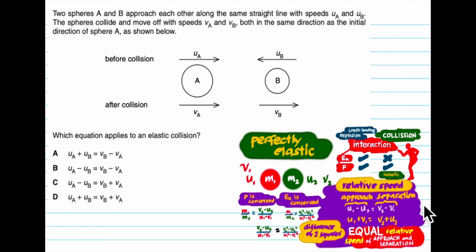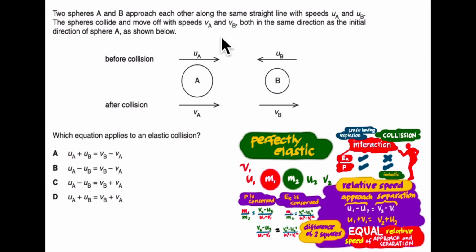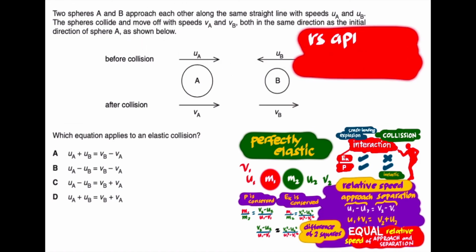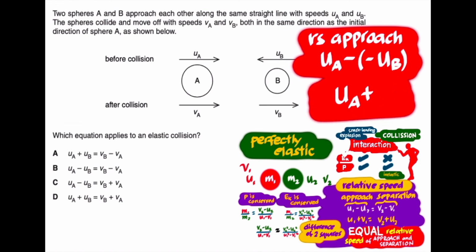Now, in this question, you are given velocities before collision here and those after collision. And if you may notice, the question did not even mention the masses. Correct? Nothing here. We have here an elastic collision, so we should find the relative speed. Relative speed of approach should be this. UA minus the negative of UB or UA plus UB.